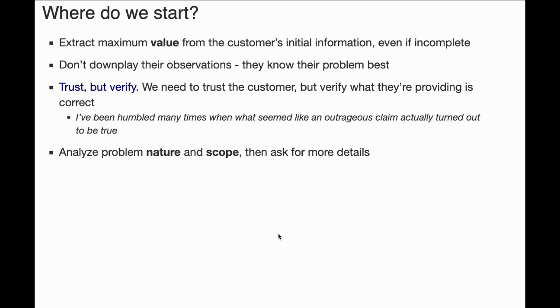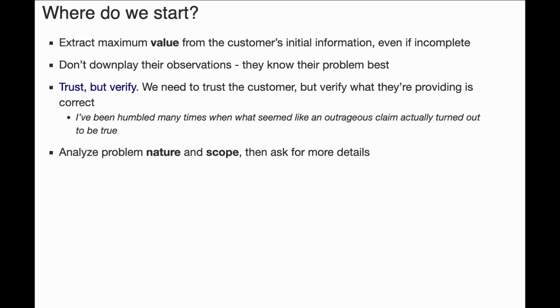So where do we start? We first start with extracting maximum value from the customer's initial information, even if it's incomplete. Sometimes we already have all we need to start. We just need to look deeper. Don't downplay their observations. They know their problem best. They have first-hand experience with the problem and are impacted enough to ask us for help.